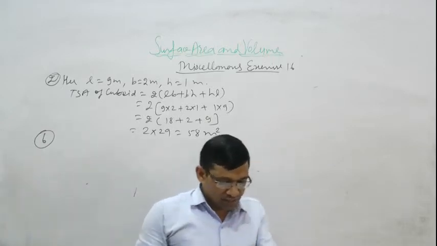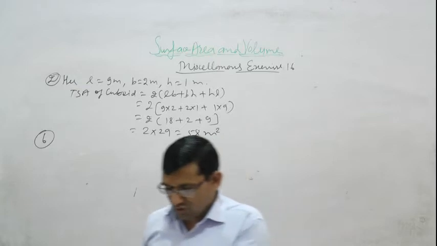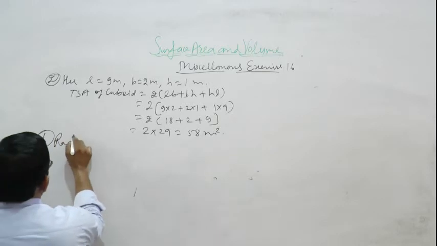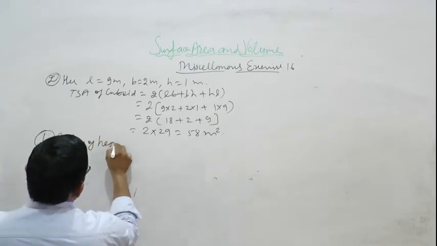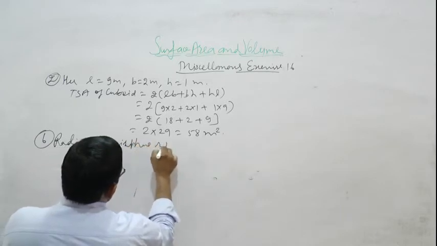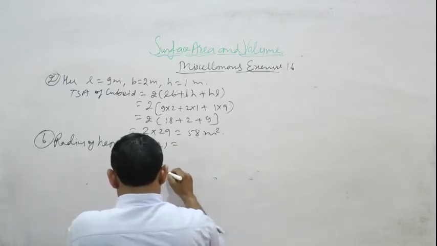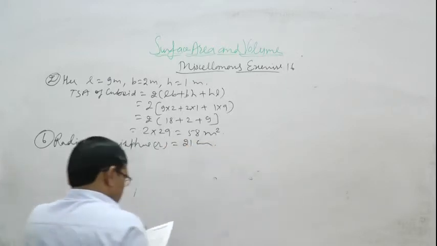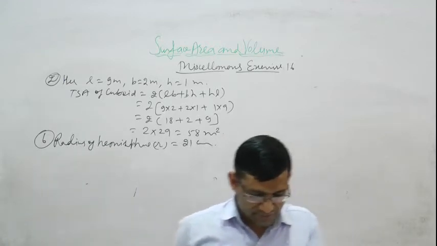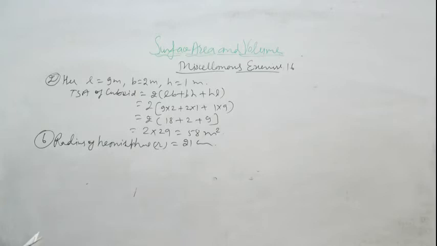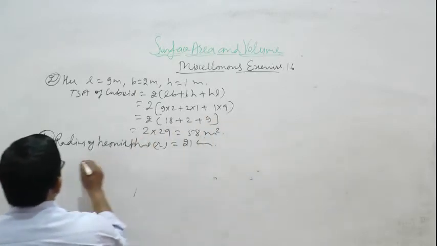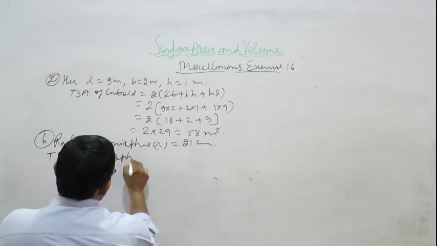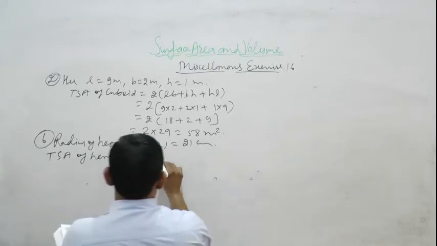Question number 6: a solid metallic hemisphere has diameter 42 centimeter. So the radius of the hemisphere is 21 centimeter, because in this question the diameter is given. Find the cost of polishing the total surface area at the rate of 20 paisa per centimeter square. First we find the total surface area of the hemisphere. TSA of hemisphere is 3 pi r square.